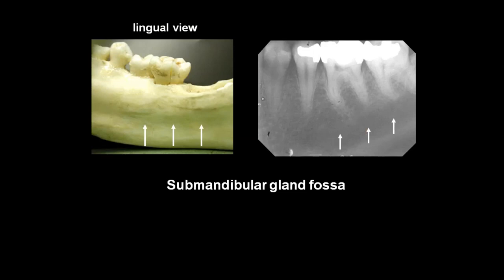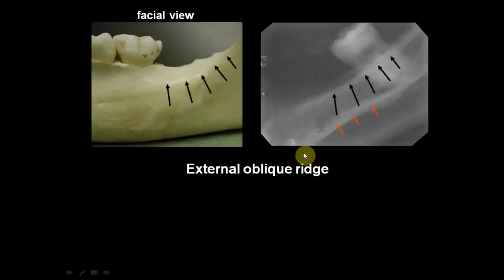You can see that the white arrows that are pointing out is your submandibular gland. So next is the external oblique ridge. The external oblique ridge, you can see here, is found to be an extension of the anterior border of the ramus of the mandible, wherein it extends towards the alveolar ridge or the alveolar crest.